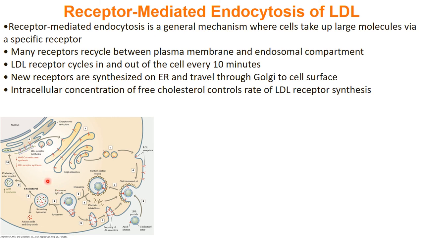Now, receptor-mediated endocytosis is very general, and it's used for a lot of large molecules that need to be taken up by the cell. You can't use diffusion, too big. Usually can't use a specific protein, again, too big. So you need receptors that will bind to your target, and you just envelop it into the cell. A lot of these receptors will recycle from the plasma membrane to endosomal compartments and back. For LDL, it takes about 10 minutes from the outside to inside, so you're going to see a 10-minute recycling time. New receptors are made on the ER and travel through the Golgi until they eventually get to the cell surface.